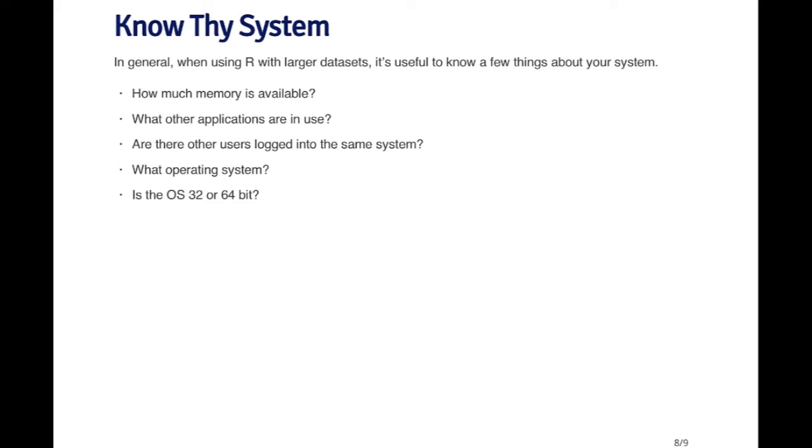So in general, when you're using R with large data sets, and there's lots of large data sets out there nowadays, it's useful to have a few bits of information on hand. For example, how much memory does your computer have? How much physical RAM is there? These days, most computers will have on the order of a few gigabytes up to many gigabytes of physical RAM.